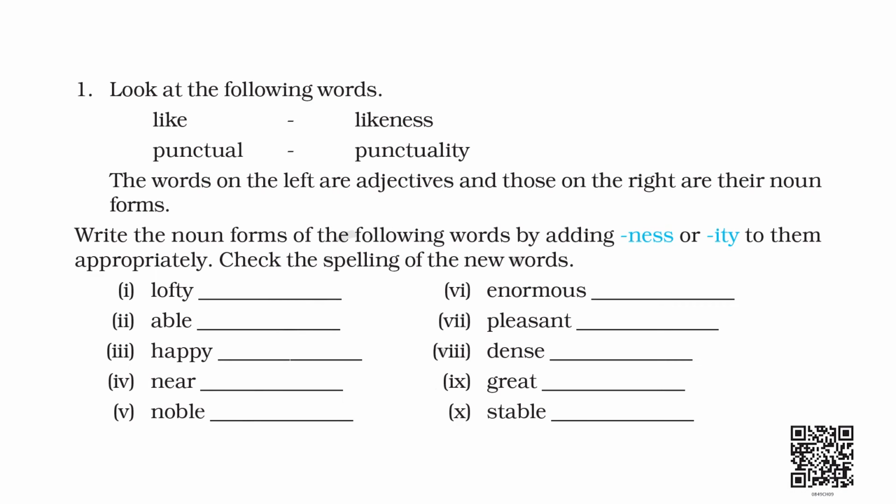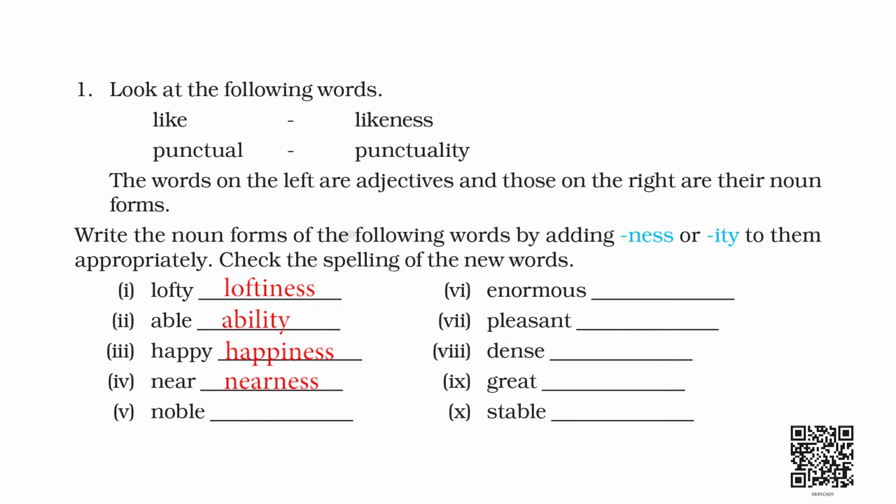Now, look at the rest of the exercise. There are a few more words given there, lofty, able and so on. Can you try making these adjectives into their corresponding noun forms? Yes, let us try. Lofty would be loftiness. Right. Mark the spelling. Y becomes I. Able becomes ability. Right. What would you add to happy to make it a noun? Ness, happiness. Near, ness again, nearness.